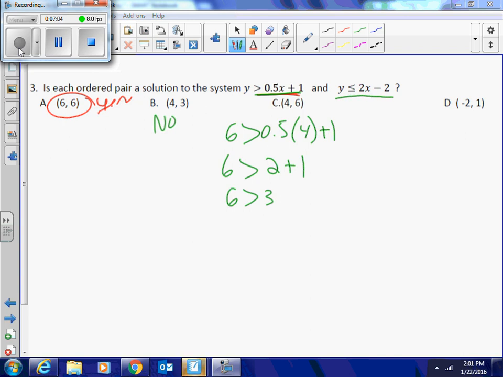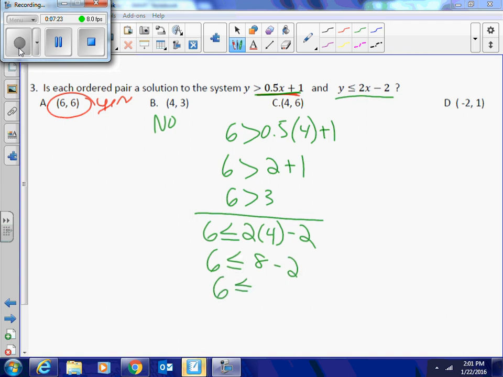Plug in 6 for y. Is that less than or equal to 2 times our 4 for x minus 2? Is 6 less than or equal to 8 minus 2? Is 6 less than or equal to 6? Well, 6 isn't less than 6, but it is equal to, and we have the choice of or.